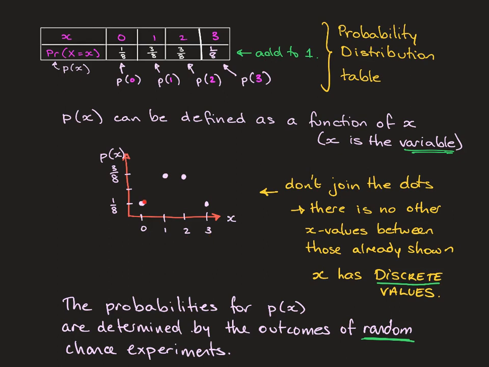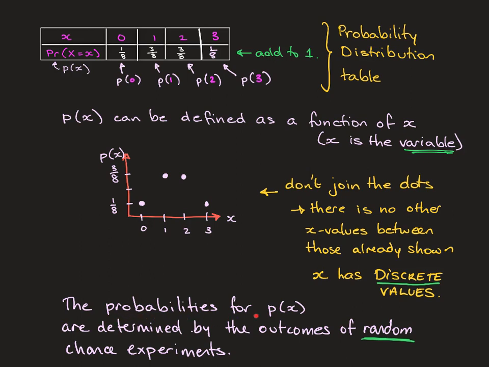And if you join the two dots together, what you're intimating is that there are other values of x that exist. Every time you put a dot there, it means that there's actually a value of x down here, and it has a probability, and that's not true. Now, because we can only have particular values for x, x is called a discrete variable because it only has discrete or separate values. It's not continuous values.